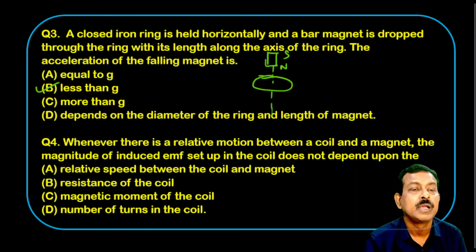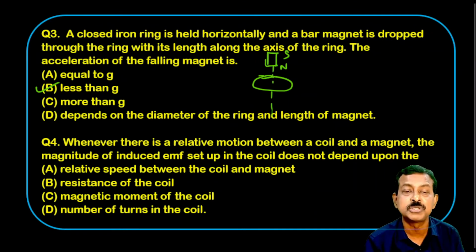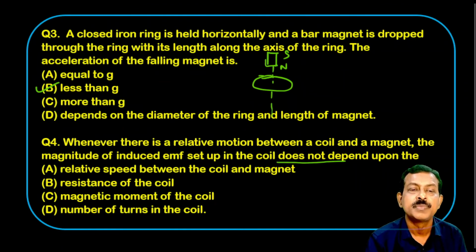Next question. Whenever there is a relative motion between a coil and a magnet, the magnitude of the induced EMF set up in the coil does not depend upon... Now let's see the different options. One is the relative motion between the coil and magnet. No, it's not that. Then the resistance of the coil. Yes. You have to opt for the factor on which the magnitude of the induced EMF does not depend.